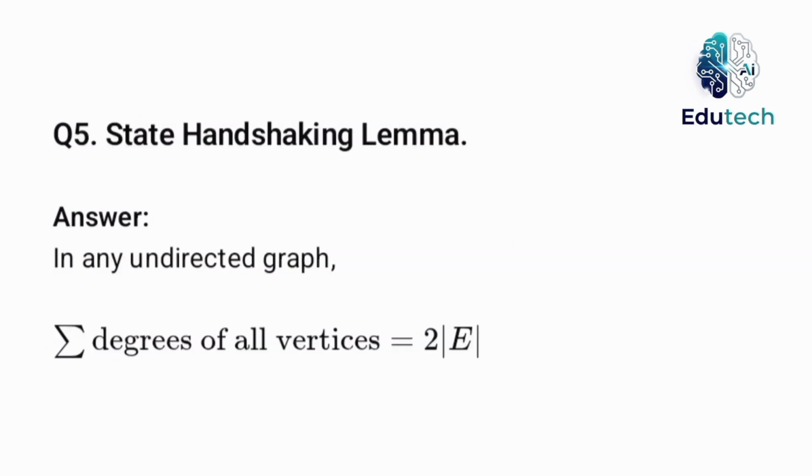Define handshaking lemma. The handshaking lemma states that in any undirected graph, the sum of the degrees of all vertices is equal to twice the number of edges. This is because each edge contributes exactly 2 to the total degree count. This lemma is useful in solving problems related to degrees and edges.